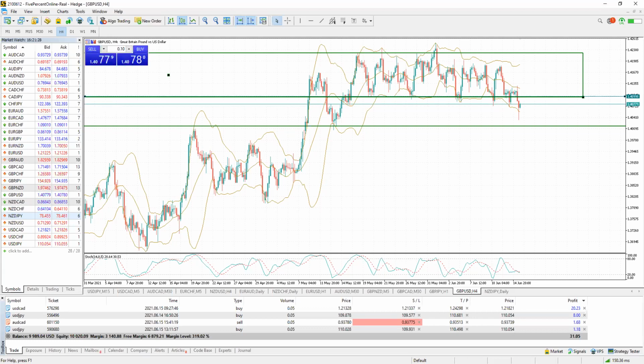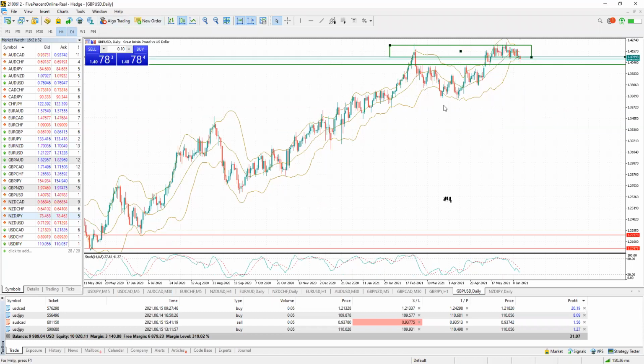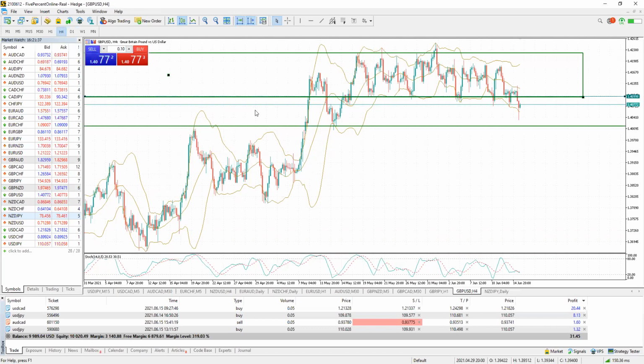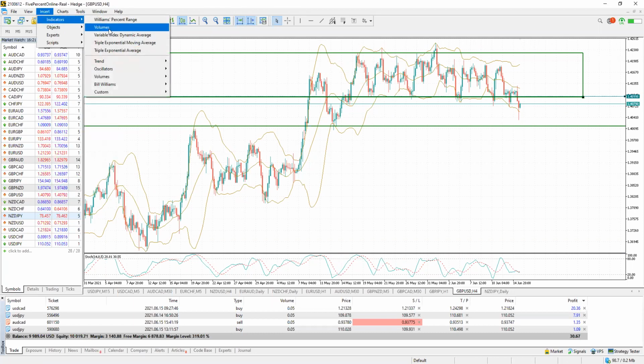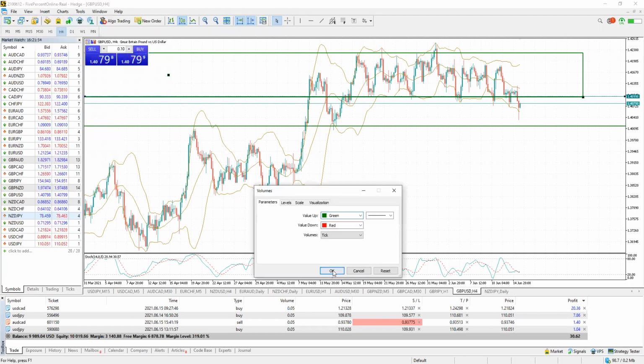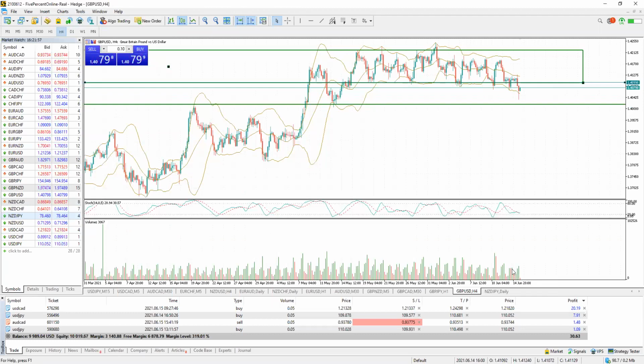Approximately around 1.41, I will maybe enter a sell position, the setup I was talking about just before. So it can be slightly below, slightly above. Here there is a nice breakout. Maybe I can check the volume, maybe indicators, volume. No, still there is not much volume.